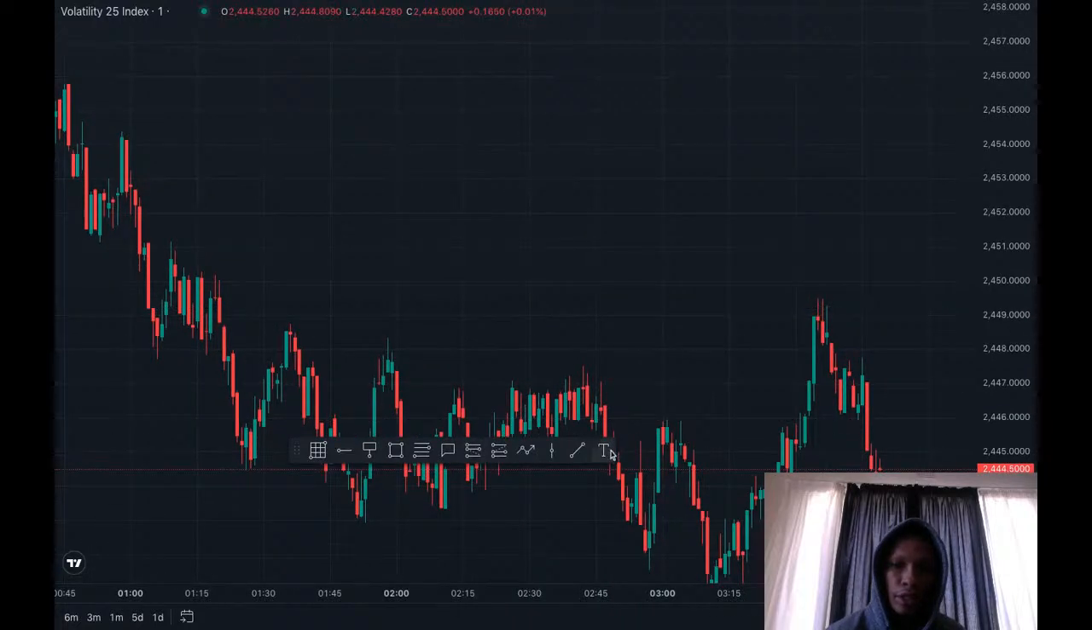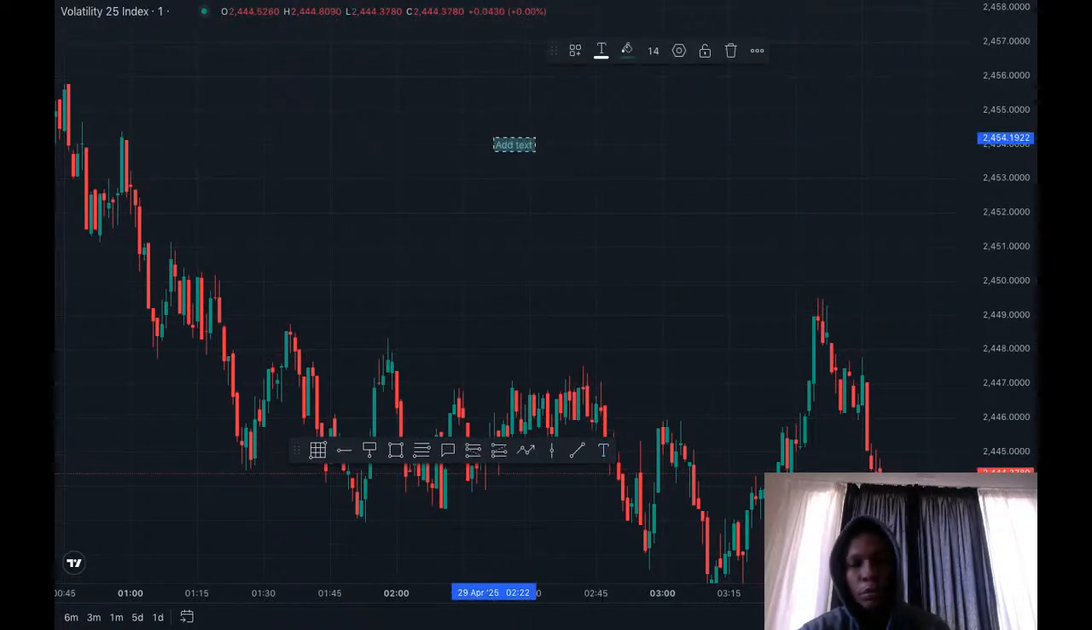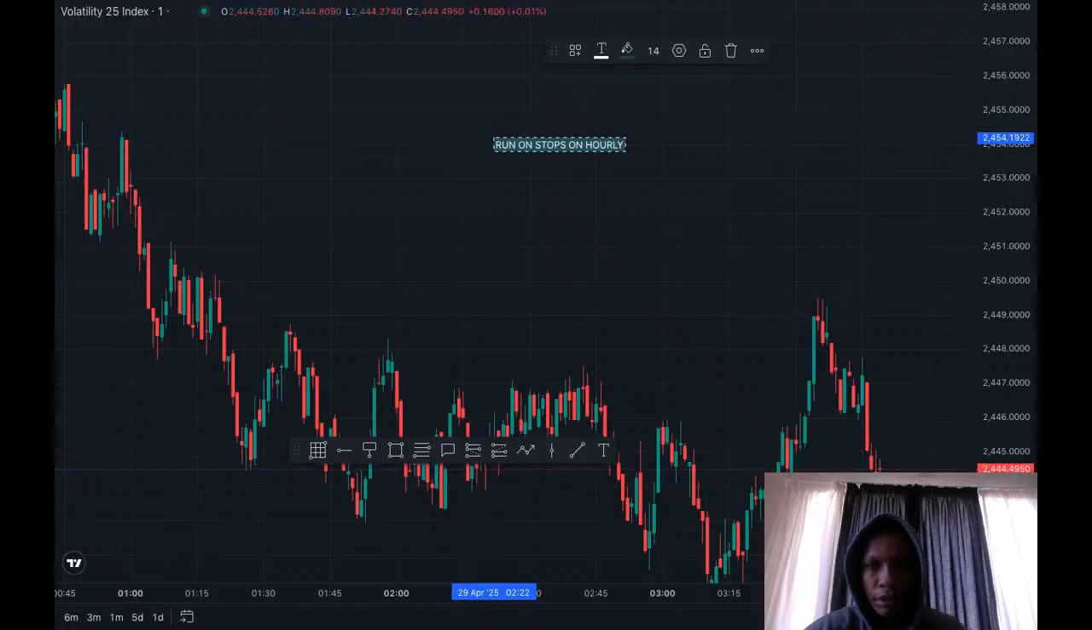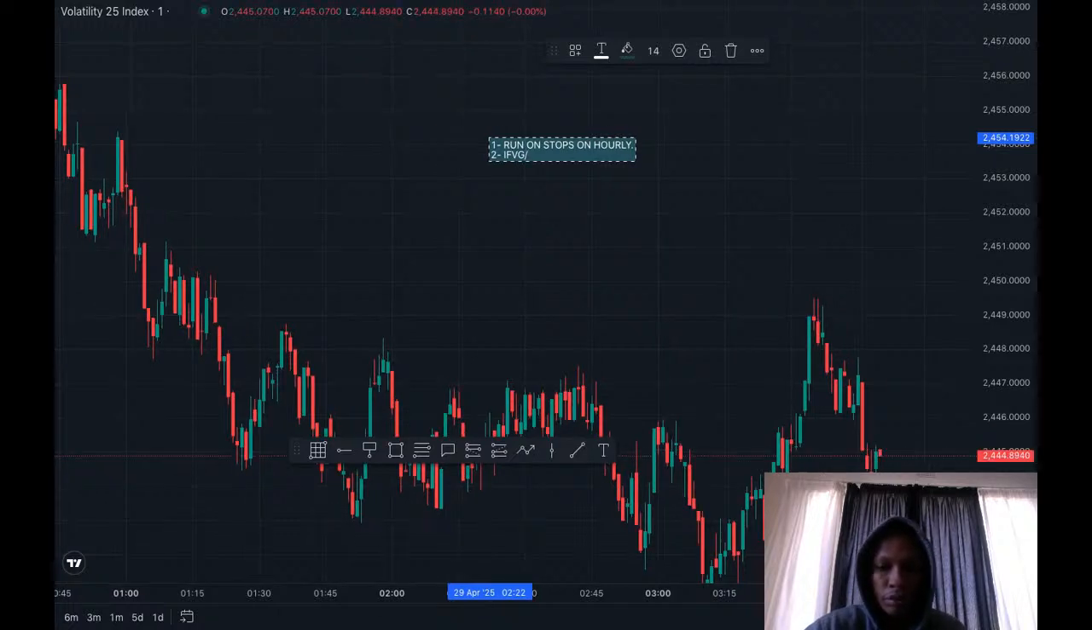Okay, so if I can just type it out here, what do you need for this model to work? A run on stops on hourly. Now, when I say stops, I just mean a run on either highs or lows, right? I'm not gonna go on about the order because it's the same thing. So you want a run on stops. Number two, you need to have an inversion fair value gap formed, or a BISI or SIBI.